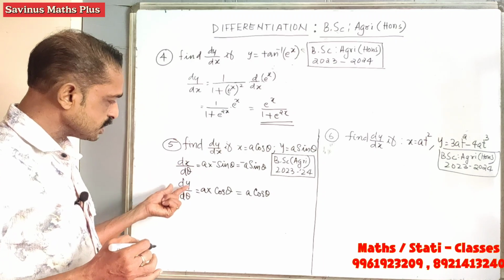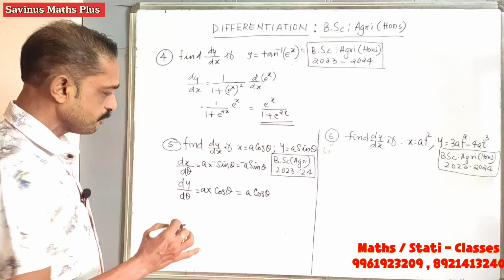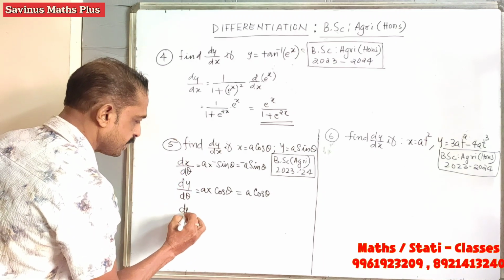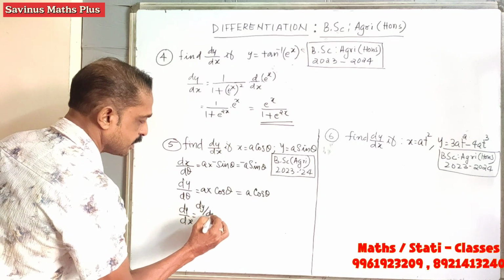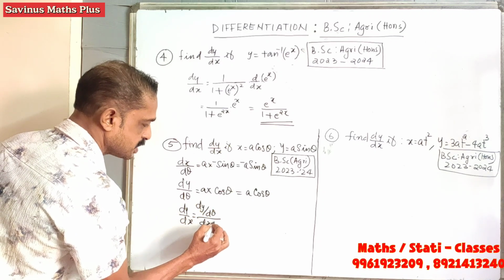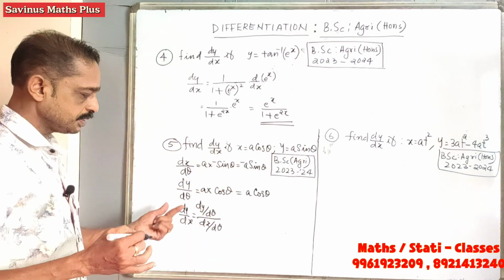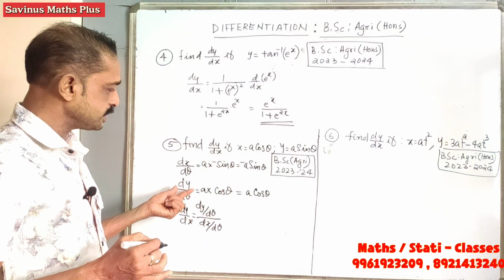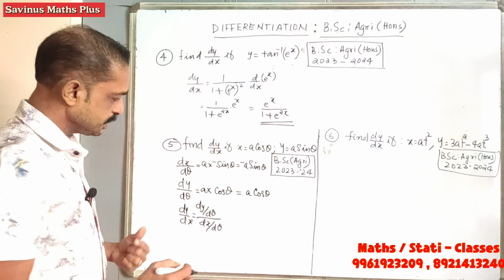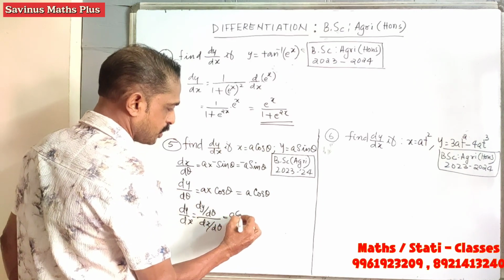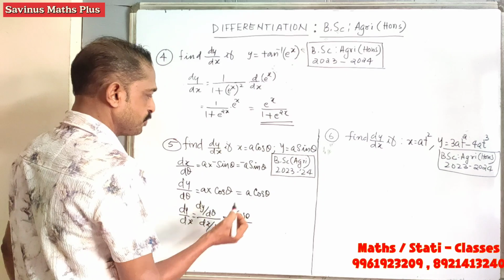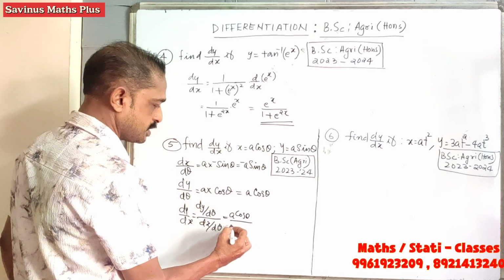So using these two results, how will you find dy by dx? Here dy by dx is dy by d theta divided by dx by d theta. So what is dy by d theta? Dy by d theta is a cos theta, divided by dx by d theta, which is minus a sin theta.